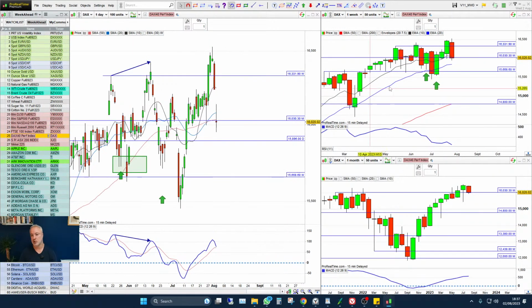Let's see what the DAX is doing. DAX is having a bit of a correction. It's fine. Look at the monthly here. We could have a nice little bit of a pullback down to the moving averages or back into this level, and then a continuation.